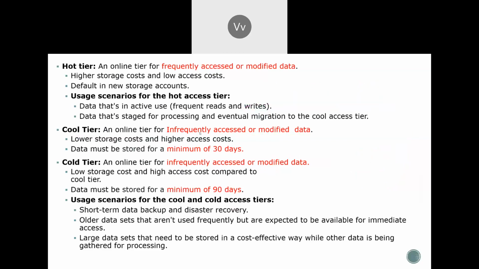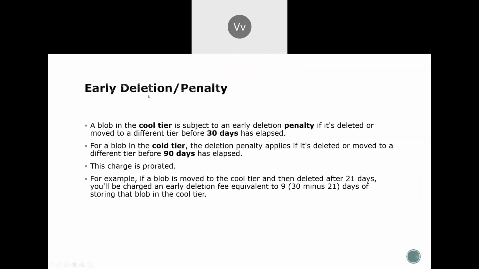One more point you have to keep in mind is that when you keep data in cool tier, it should be stored for a minimum of 30 days. If you are storing it in a cold tier, you have to store it for a minimum of 90 days. What if I don't do that? You get into a penalty. Even if you shift or delete a blob from the cool tier before it has been stored for 30 days, you will be charged for it.